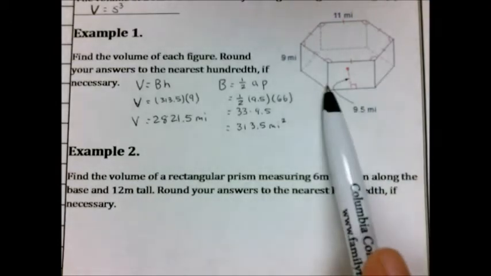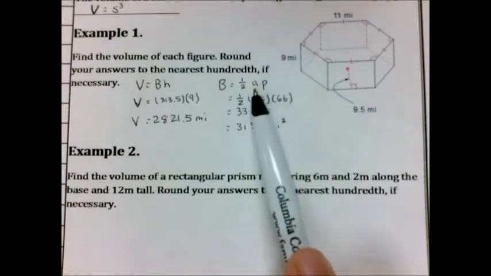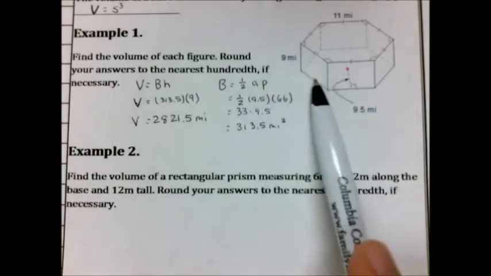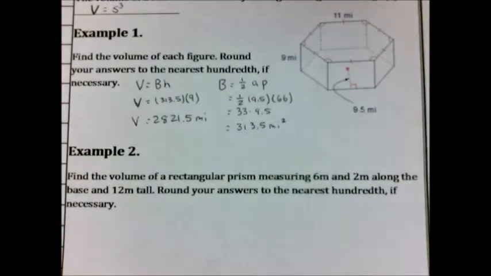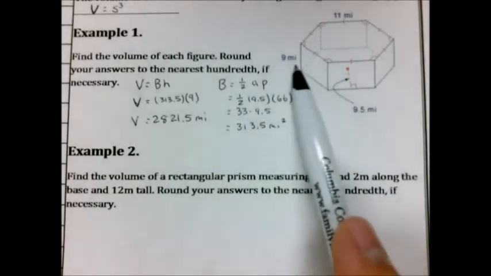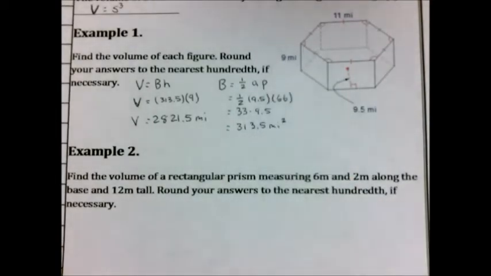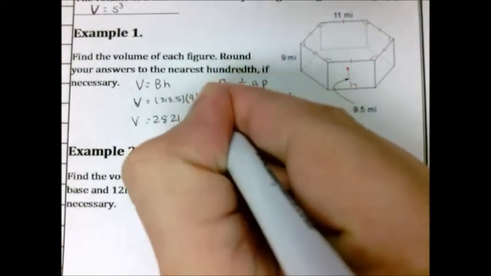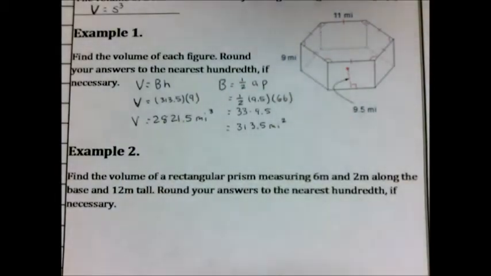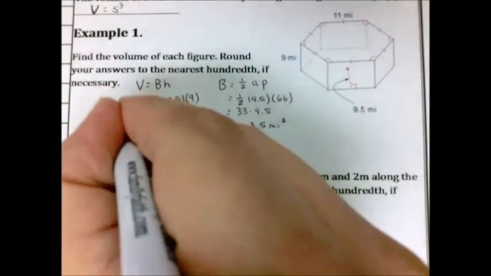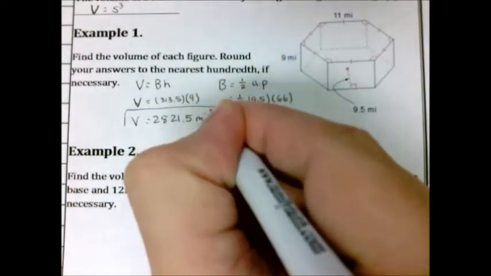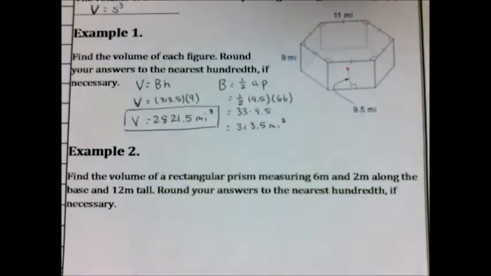We're using, for this one, the apothem. We're using the actual whole perimeter, and we're using the height of the actual hexagonal prism. And so this is to the 3rd dimension. Volume is cubed. Okay, so our volume is 2,821.5 miles cubed.